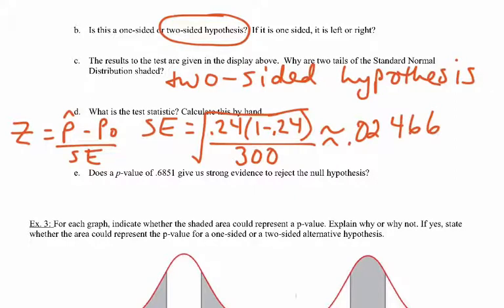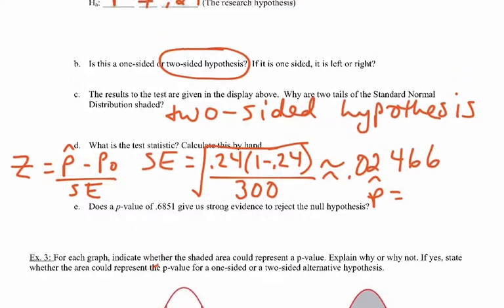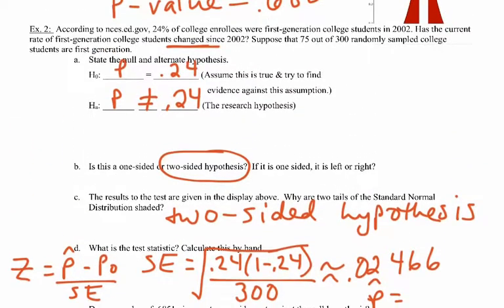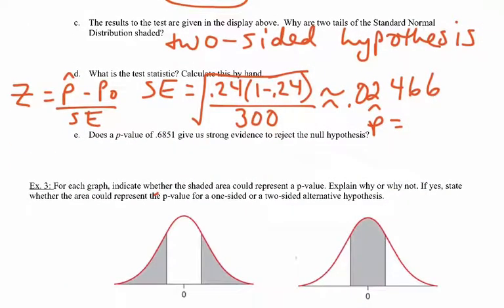That gives me a value of 0.02466. And I also need p hat while I'm at it, so p hat would be my sample proportion. What did they say for the sample? We surveyed 300 students, and out of the 300, 75 were first generation. So my p hat would be 75 out of 300, which gives me a p hat value of about 25%.